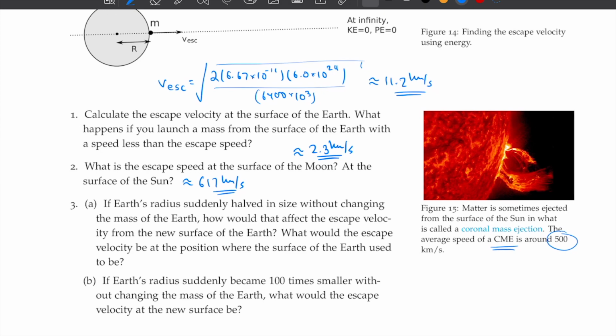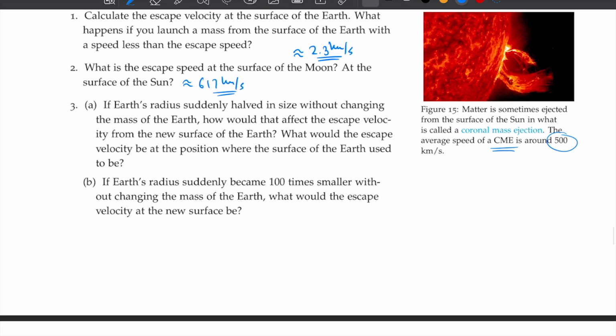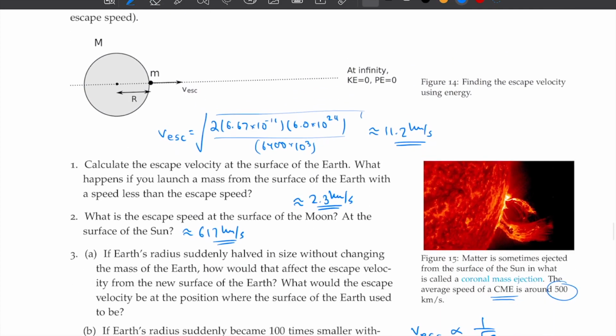Exercise 3. If Earth's radius suddenly halved in size without changing the mass of the Earth, how would that affect the escape velocity from the new surface of the Earth? You can see that escape velocity is proportional to 1 over the square root of the radius. You can see that from the formula.